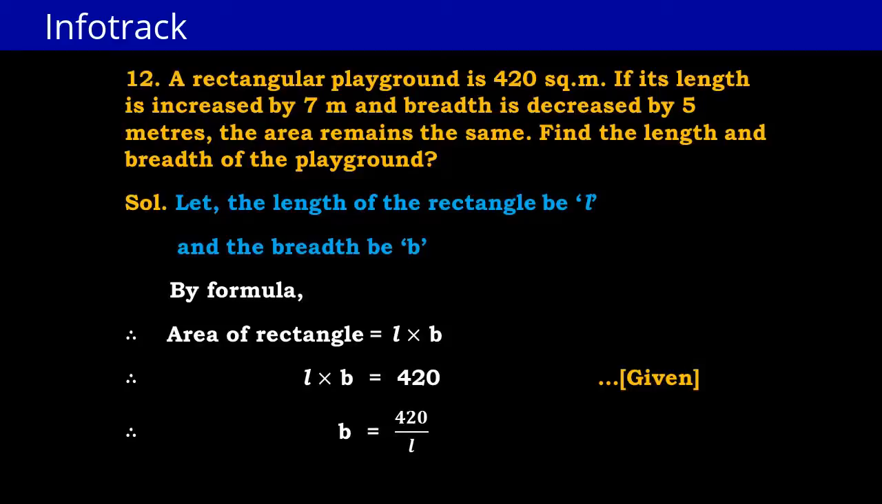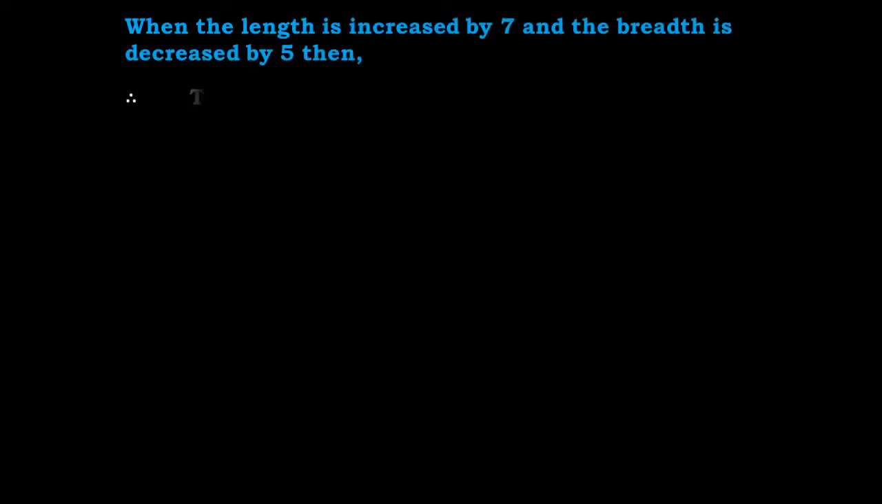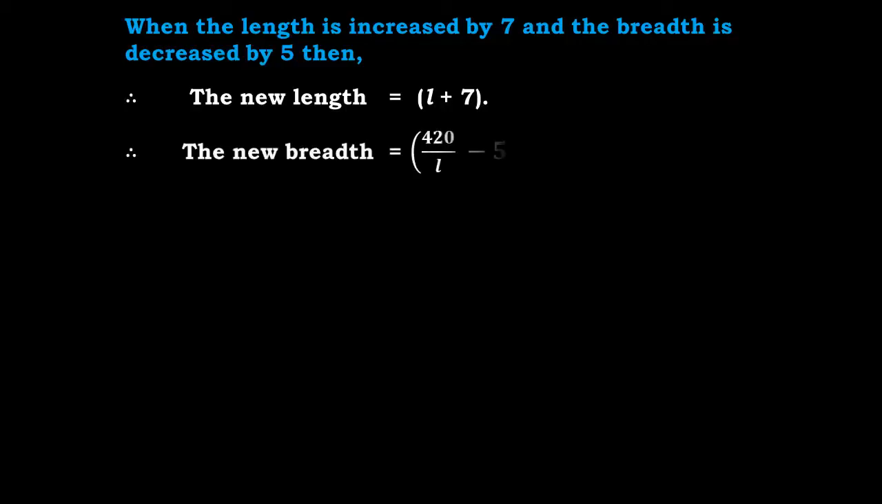Now see, its length is increased by 7 meter. That means the new length will become L plus 7, and breadth is decreased by 5. That means the new breadth is 420 upon L minus 5.